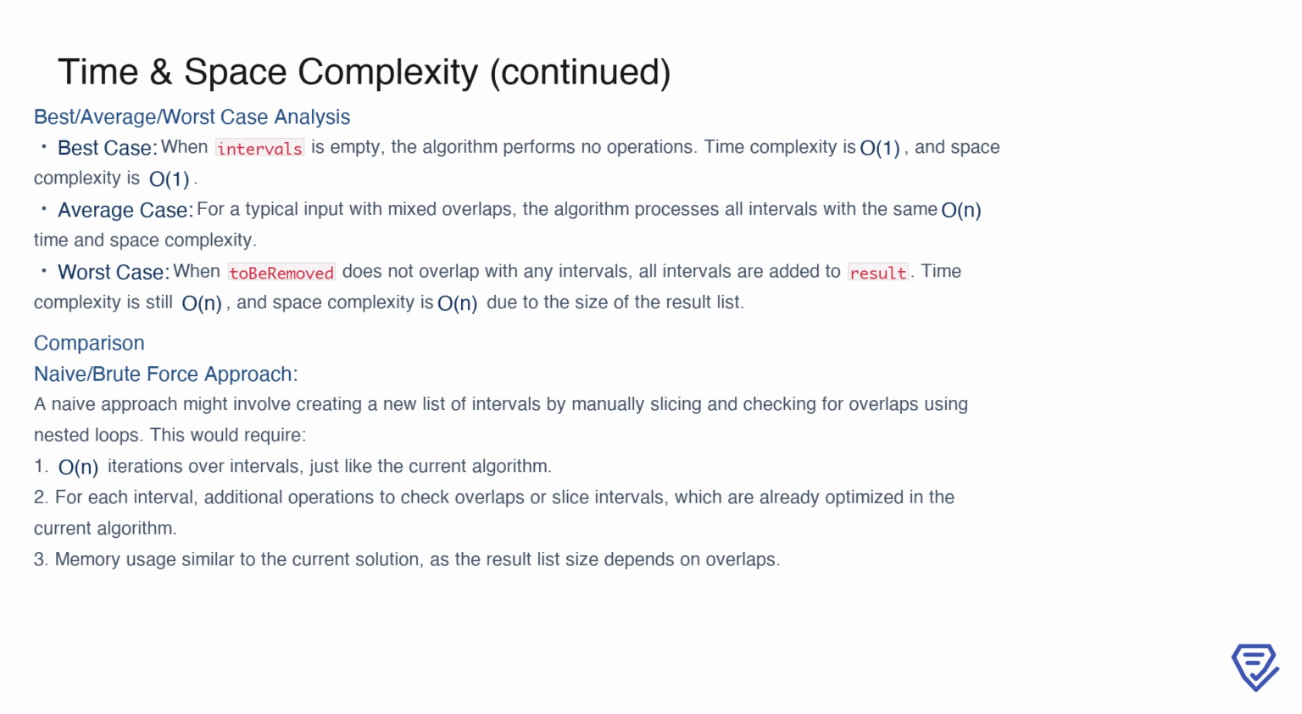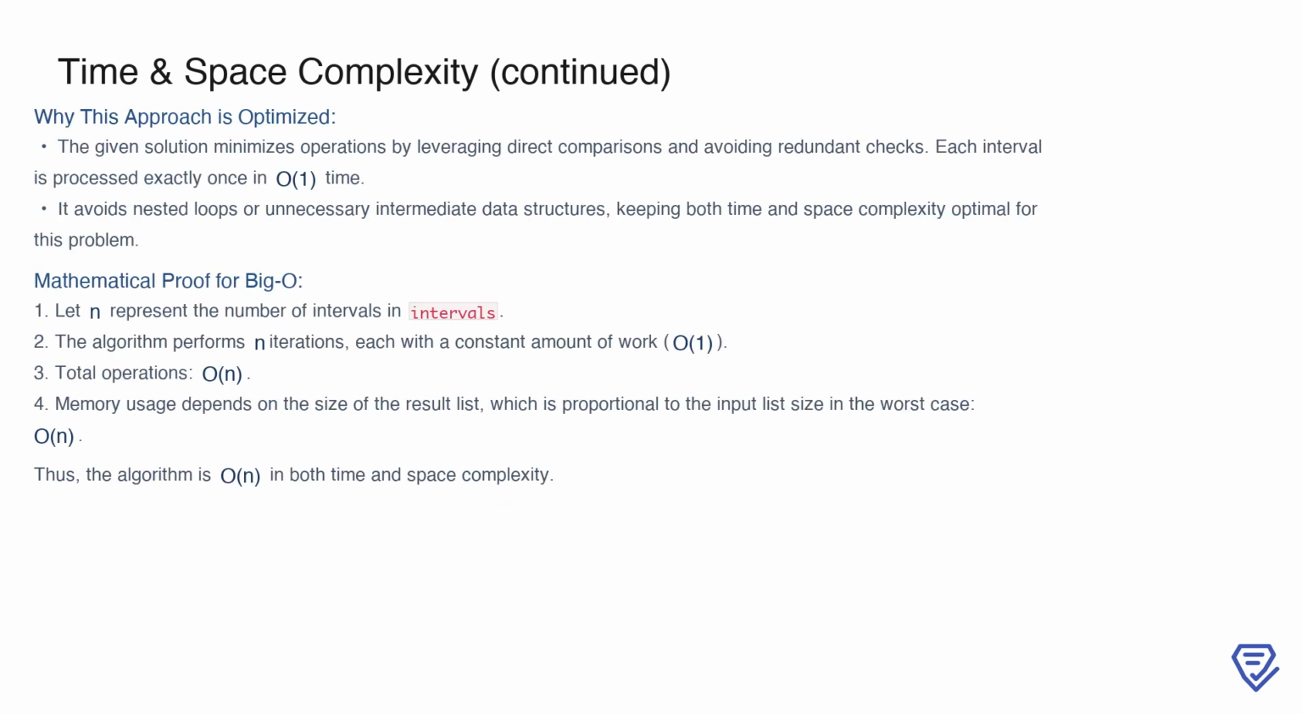This solution is optimized because it minimizes the number of operations by directly comparing intervals and avoiding redundant checks. Each interval is processed exactly once in constant time, O(1), ensuring no unnecessary computation. Unlike approaches that might rely on nested loops or intermediate data structures, this algorithm remains streamlined and avoids adding complexity.